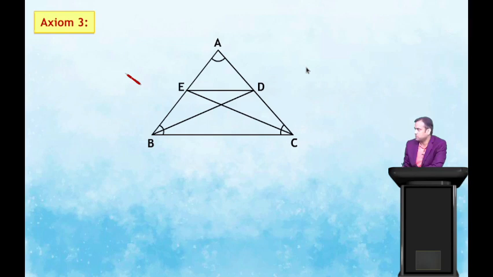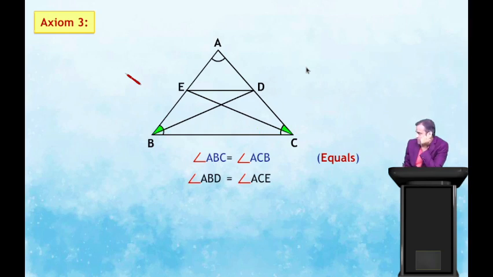Now there is another axiom 3. So there is an angle B and angle C. Look at these angles, angle ABC and angle ACB. So both angles are equal. And there is another angle ABD equals to angle ACE. This angle ABD, the upper one, and the angle ACE, both are equal.